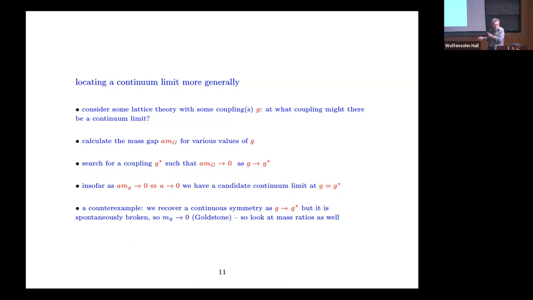And this sort of moves on. So is there necessarily a conformal fixed point at G equals G star, or a conformal fixed point? Well, the next slide half addresses that.